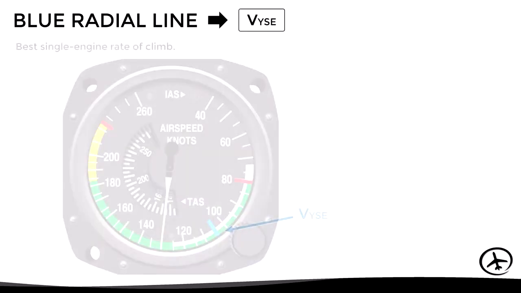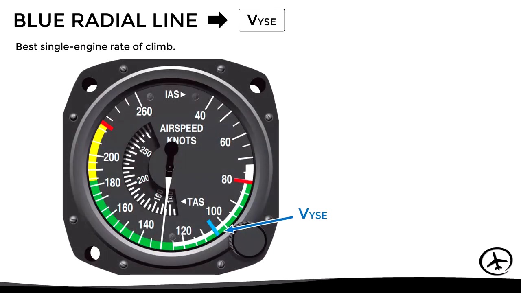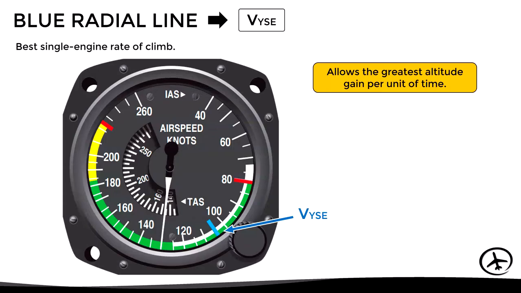This is the best single-engine rate of climb and is marked with a blue line, as we can see in this example. This speed will allow the aircraft to have the highest gain of altitude per unit of time and therefore is a very important speed to take into account in case of an engine failure, since in that situation, the performance is very limited.